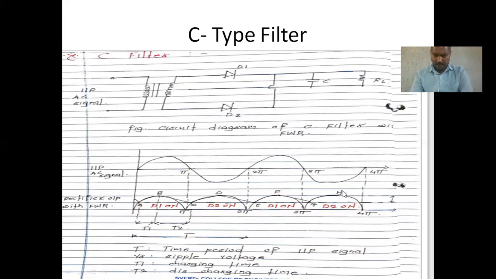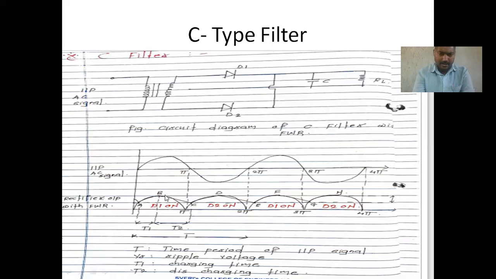See what we have to see. When we apply the AC supply, during the first positive cycle, D1 conducts. Now I'm telling you everything with respect to this capacitor. During this first positive cycle, D1 conducts, so positive voltage comes across this capacitor. Initially, the capacitor has zero or less charge, so it starts charging.